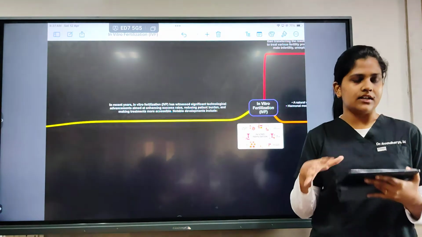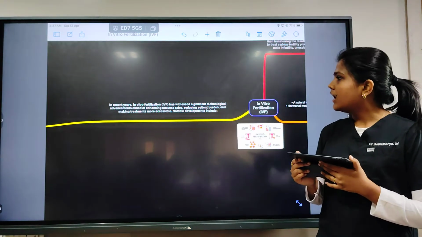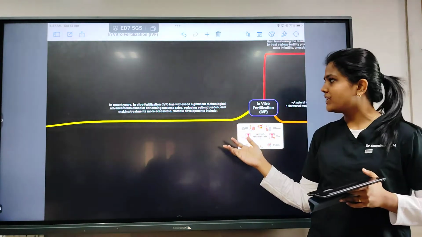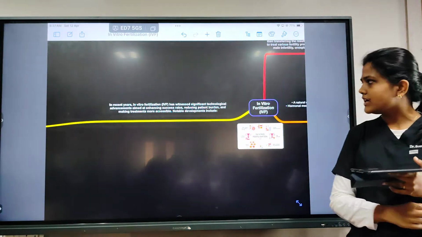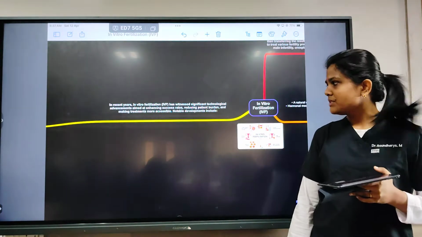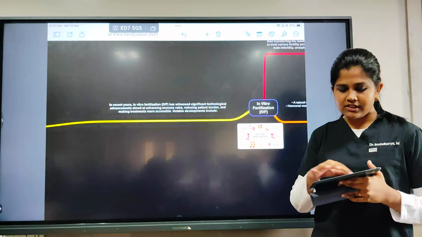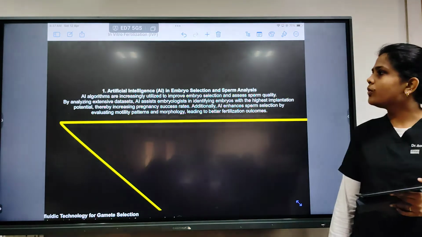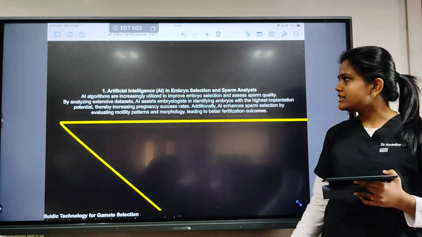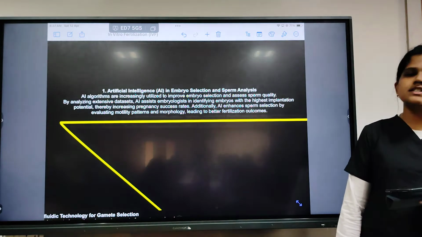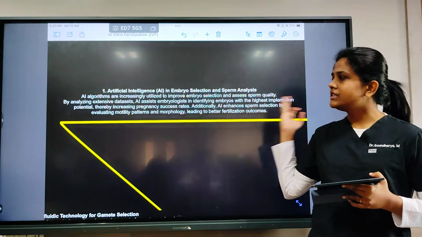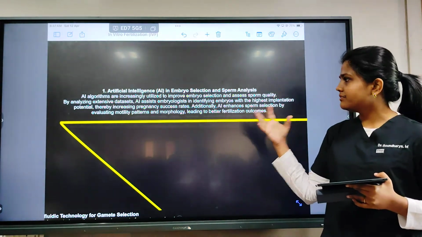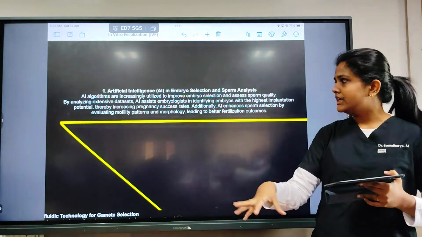In recent years, in vitro fertilization has witnessed significant technological advancements aimed at enhancing success rates, reducing patient burden and making treatments more accessible. Some of the notable developments include, first, artificial intelligence in embryo selection and sperm analysis. These AI algorithms are increasingly utilized to improve embryo selection and assess sperm quality, because they are extensively trained on data sets where they learn the patterns of sperm motility, which sperm will be best.